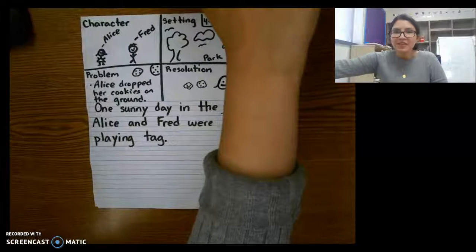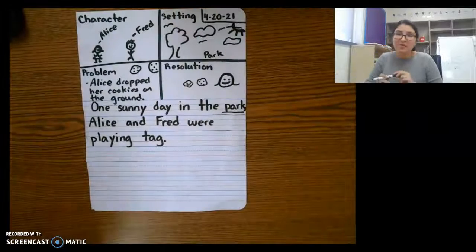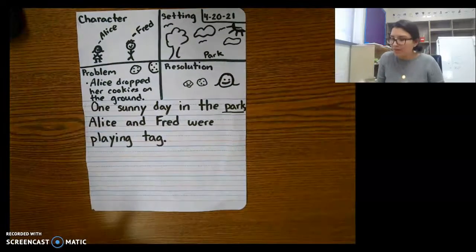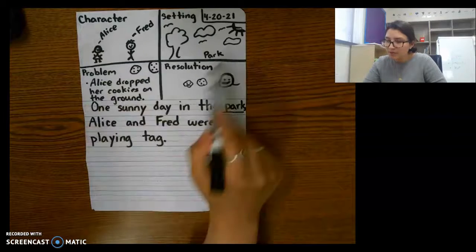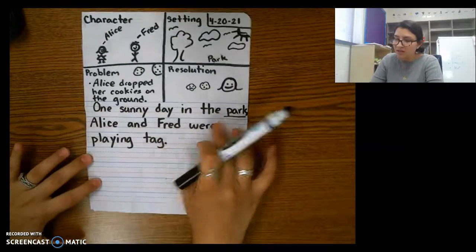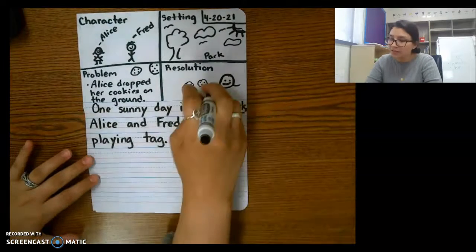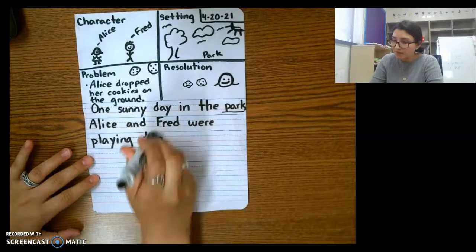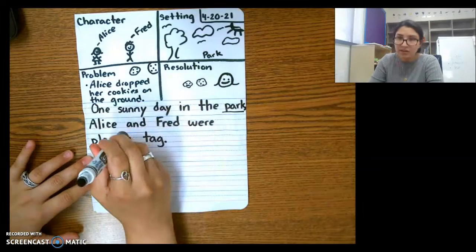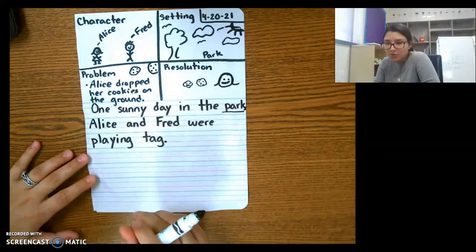Hi there! For today's reading activity, we are going to be finishing up our realistic fiction story. So here is my brainstorm page and then my introduction that I wrote yesterday. So we did this part on Tuesday. We wrote our first sentence yesterday. Today we're going to finish up our story.